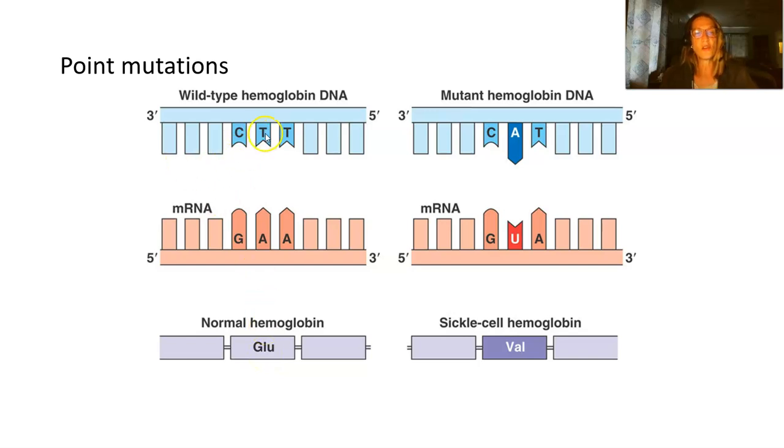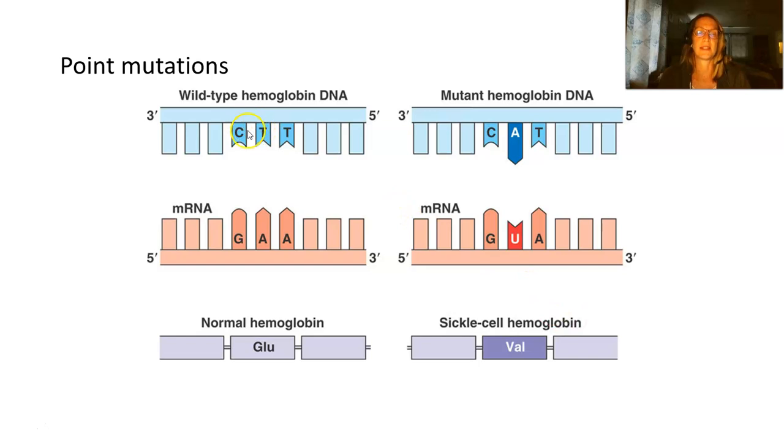So a single change in a single nucleotide in a DNA strand can change normal hemoglobin, which is a really important protein in your blood, from glutamine to valine. And that could change, in this case, that single point mutation changes a person from having normal hemoglobin to having sickle cell disease, which can be really damaging and even deadly. So mutations can be very important.